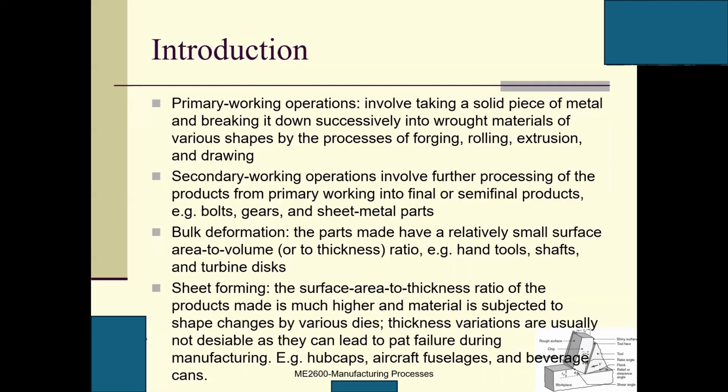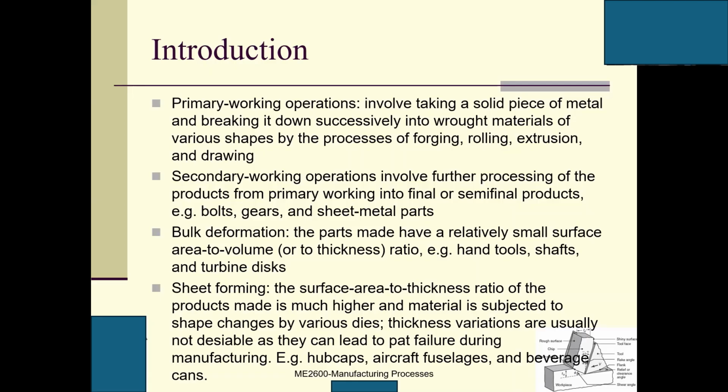So the bulk deformation, these parts may have a relatively small surface area to the volume or to the thickness ratio. That is, for example, hand tools, shafts, and turbine disc. These are called bulk. Technically speaking, bulk deformation means that the surface area to the volume ratio is small. I mean, volume is relatively big. For a sheet, the surface area to the thickness ratio of the product is much larger.